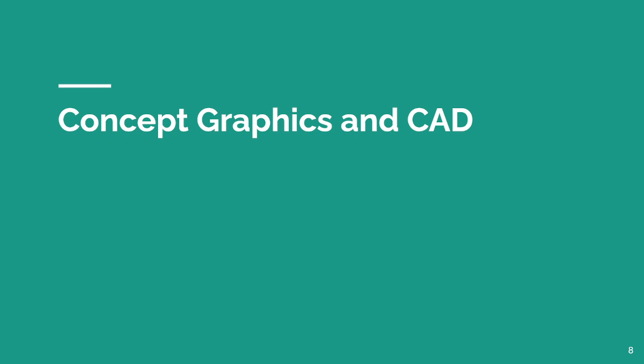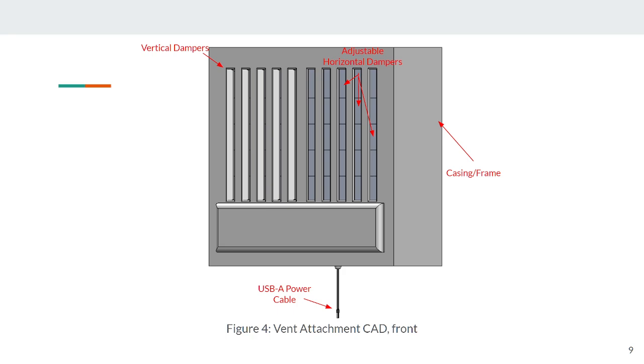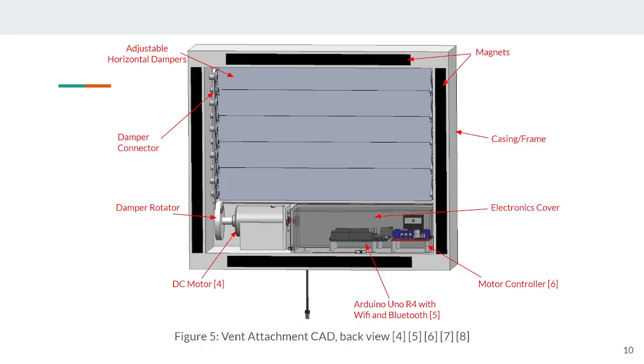Here are the graphics and CAD for the concept. This gives a good view of the front of the attachment. Everything is housed within this frame that hugs up right against the vent or wall to avoid airflow loss. There are both horizontal and vertical dampers, and the power cable sticks out of the bottom of the frame.